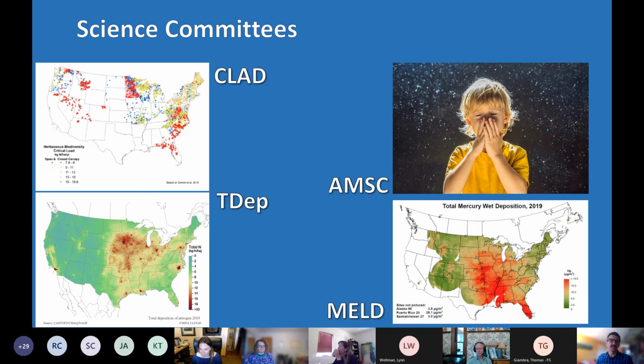Within NADP, there are 4 different science committees that use the NADP data to better inform trends and patterns across the US. These are CLAD, which is the Critical Loads of Atmospheric Deposition, which this is all a part of. TDEP is the total deposition, which uses the NADP measurements alongside modeled outputs to create a more accurate deposition map across the US. AMSC looks at aeroallergens and how those are present and changing across the US, and MELD is looking at mercury deposition and mercury effects on the environment.